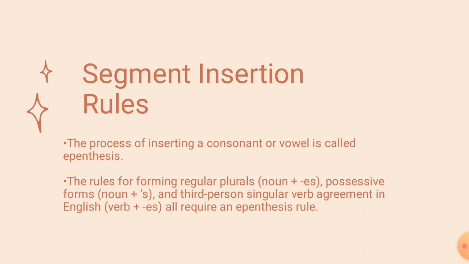So the first one here is segment insertion rules. The process of inserting a consonant or vowel is called epenthesis. The rules for forming regular plurals, noun plus es, possessive forms, noun plus apostrophe s, and third-person singular verb agreement in English, verb plus es, require an epenthesis rule.